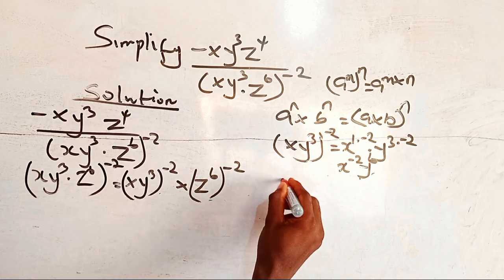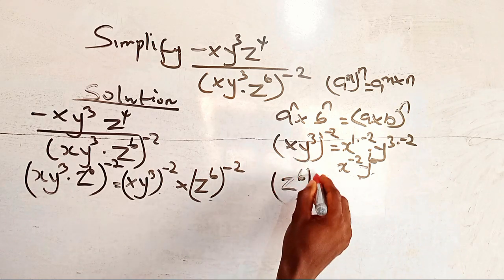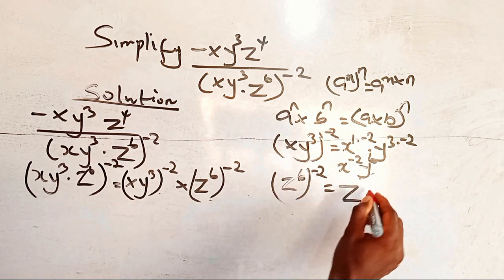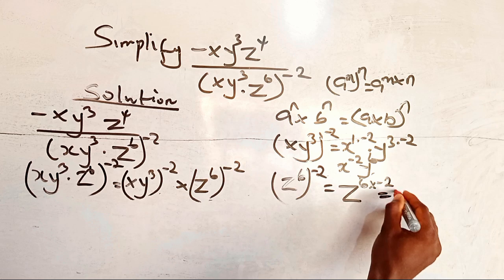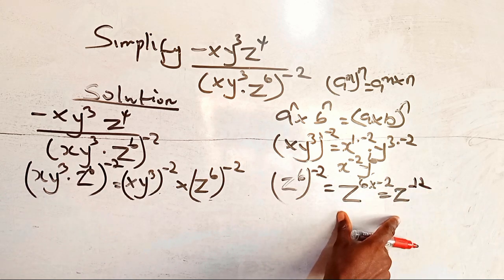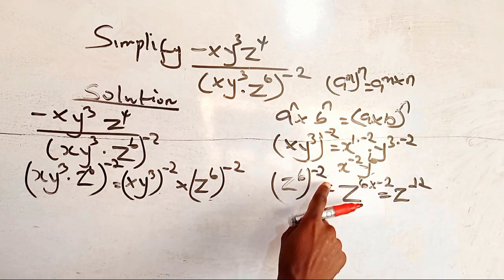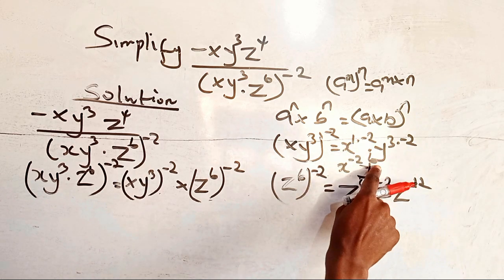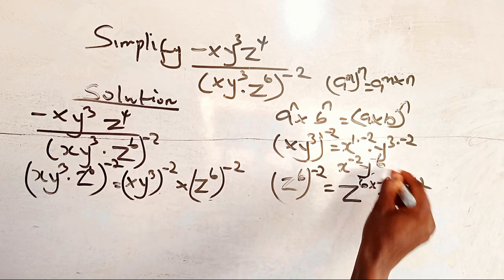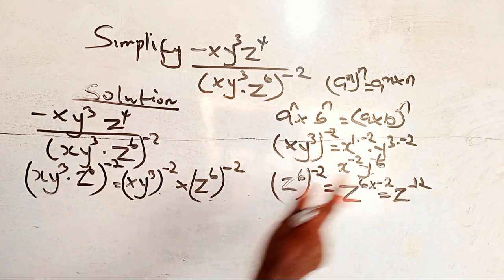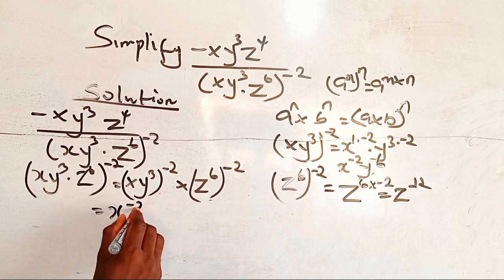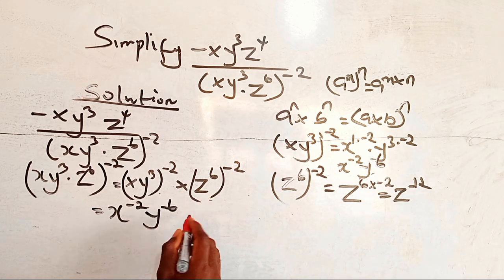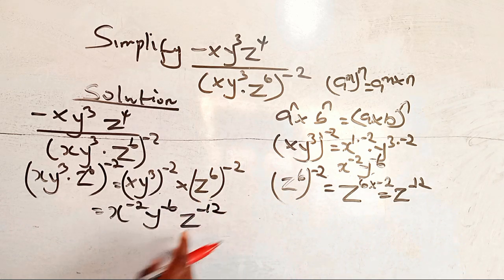Now for z raised to the power 6 raised to the power minus 2, applying the exponent law, we have z raised to the power 6 times minus 2, that gives us z raised to the power minus 12. So when we come back here, since we have minus 2 as the power, we have minus 6 as the power. Let us replace everything with this. So we have x raised to the power minus 2, y raised to the power minus 6, times z raised to the power minus 12.